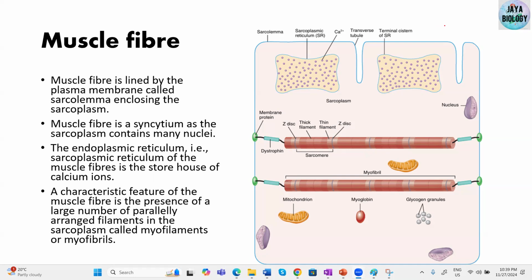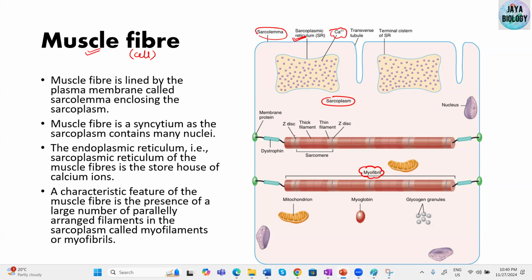Now, before we start with the sarcomere, let me discuss muscle fiber. Muscle fiber is also known as muscle cell, and it is lined by the cell membrane, known as sarcolemma. Cytoplasm is known as sarcoplasm, and endoplasmic reticulum is known as sarcoplasmic reticulum, which is a storehouse for calcium. Clear? And inside it, a very important feature is that many myofibrils are present.